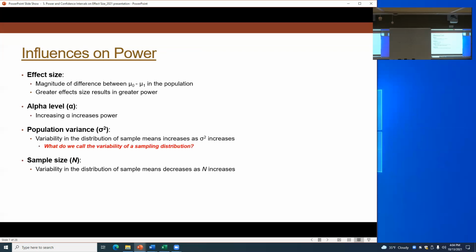Variability of sampling distribution is called what? Standard error, right? So as my standard error increases, my power decreases, and then my sample size, right? Variability of my sampling distribution decreases as my sample size increases. Again, anytime we're talking about variability of my sampling distribution, we're talking about standard error. I jack up my N, standard error goes down, and I get much more powerful tests with that.